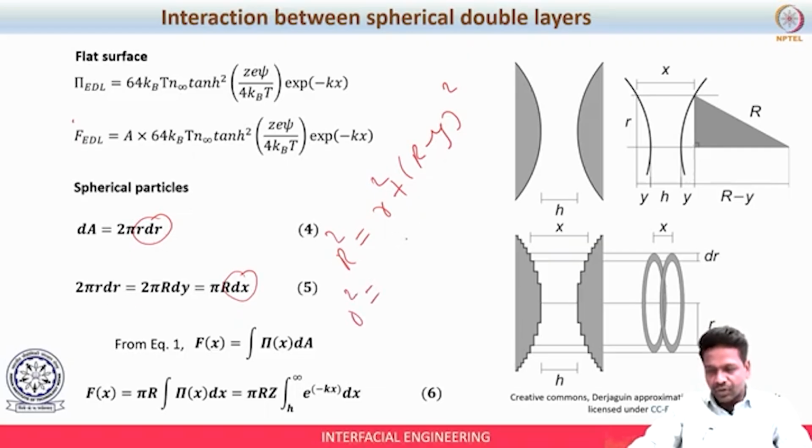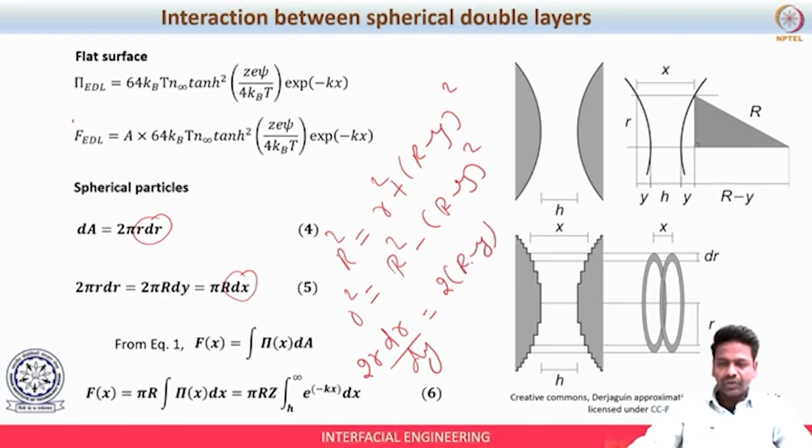So, I will keep R square minus (R minus y) square. All I need is to differentiate this r with respect to y. So, 2r dr by dy is nothing but 2 into (R minus y), because the minus is outside, and when you differentiate, it will be 2 into (R minus y) into minus 1, that will be 2 into (R minus y).